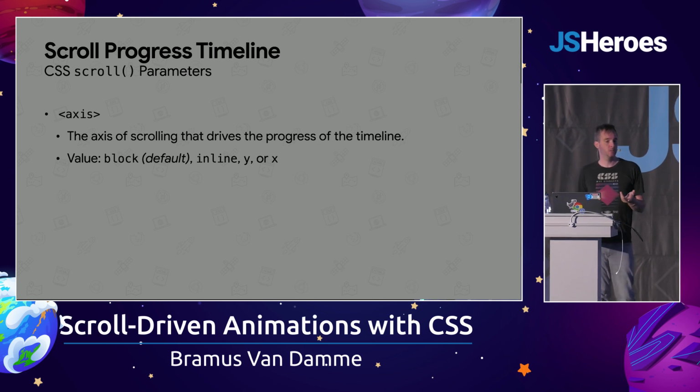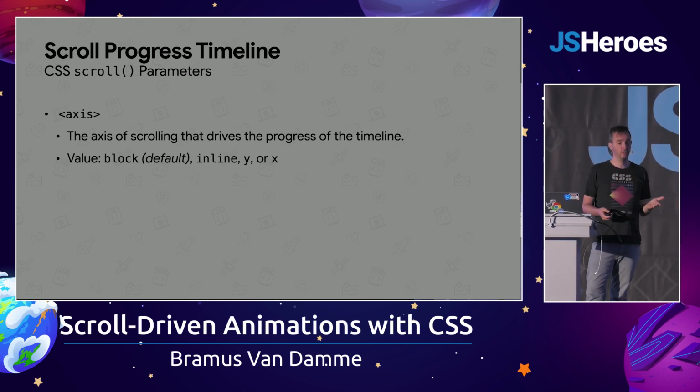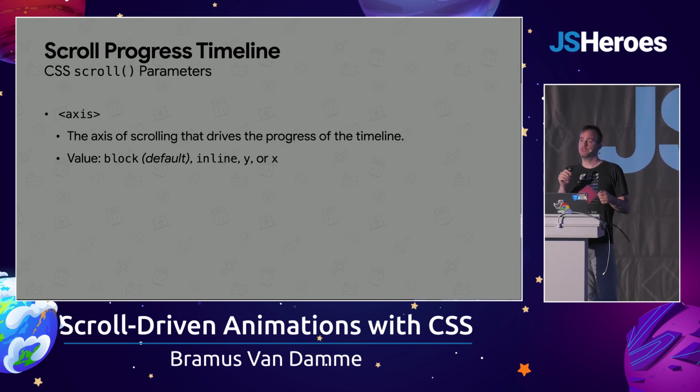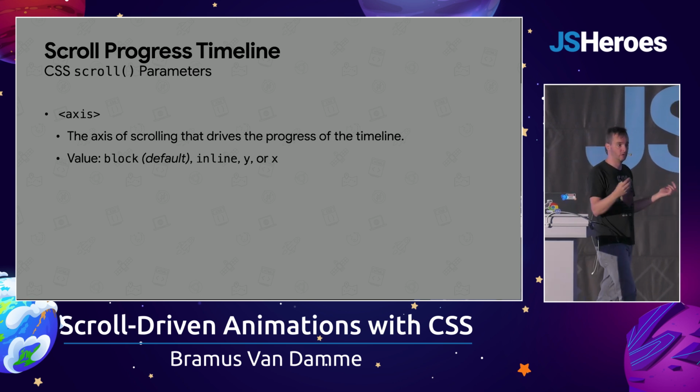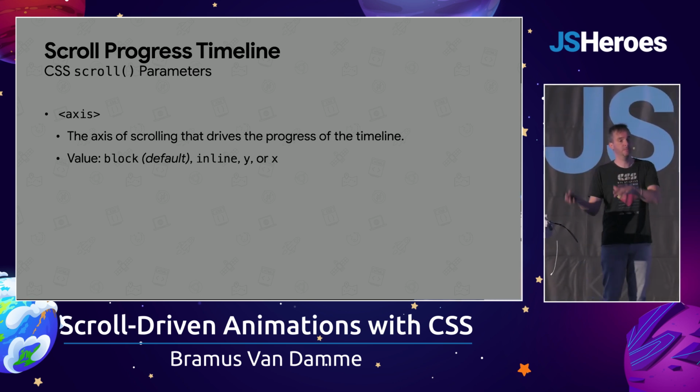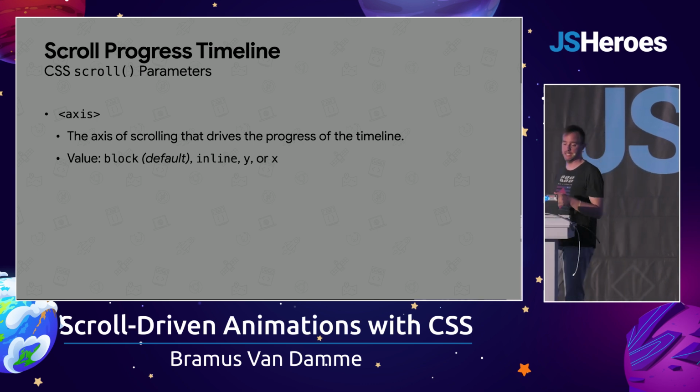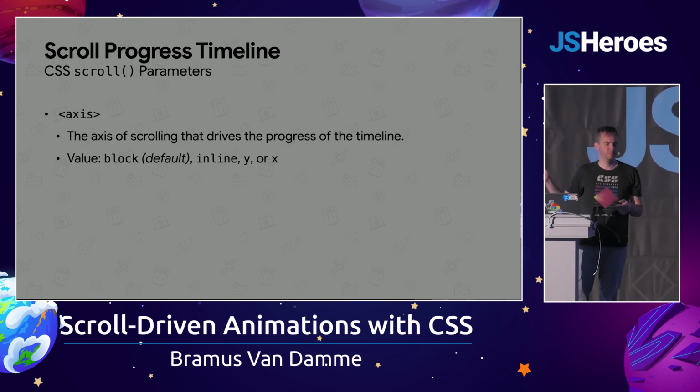The axis is which axis you want to track. So by default, it's a block one, which in our Western world here is when you scroll from the top of the scroller to the very bottom. But the cool thing is that this responds to direction on your website. So if you, for example, are visiting a website that is in Japanese, then the block and inline axis will flip and stuff like that. And you can also use Y or X, but I always use block and inline.